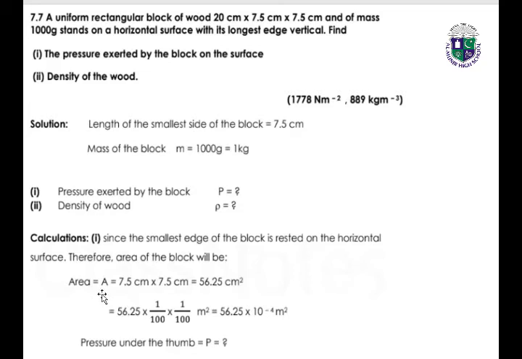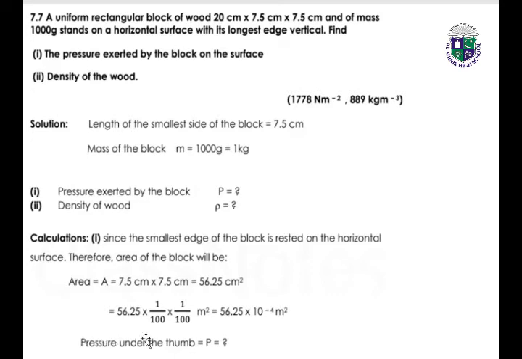First of all we will calculate. We know that since the smallest edge of the block is rested on the horizontal surface, therefore area of the block will be 56.25 centimeter square. By calculating it we will get our answer.